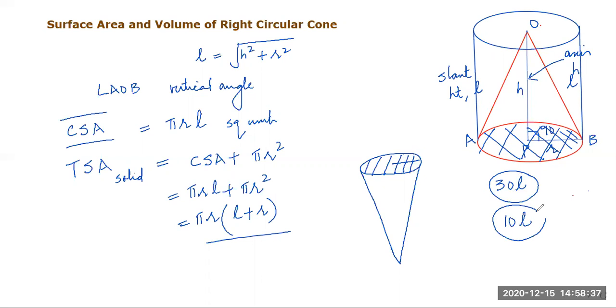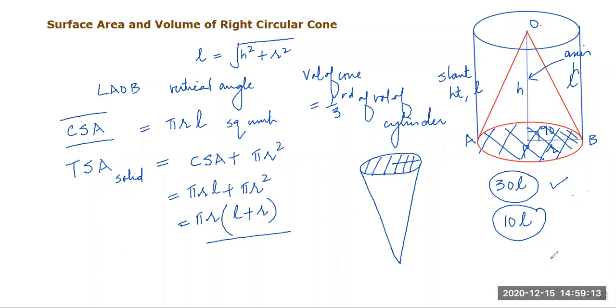This is an experiment you can do yourself at home. What does it mean? The amount of water which a cone can contain is 10 liters, and the corresponding cylinder with the same height and same radius can contain how much water? 30 liters. From this experiment, students, we can say that the volume of a cone is equal to one third of the volume of the corresponding cylinder with the same height and same radius.